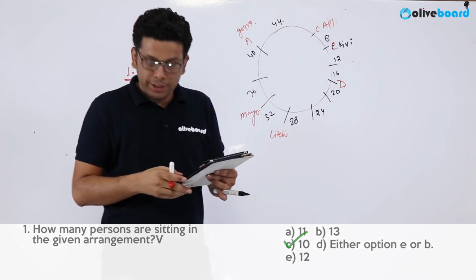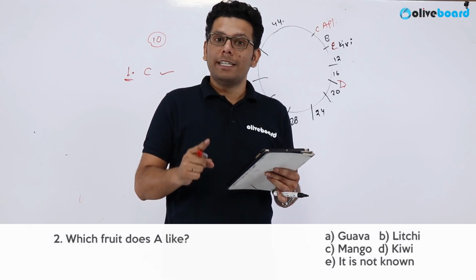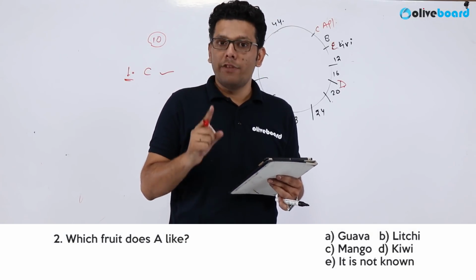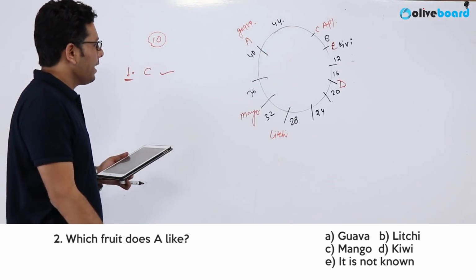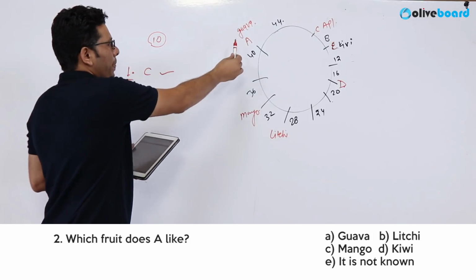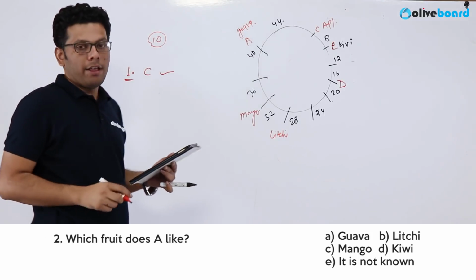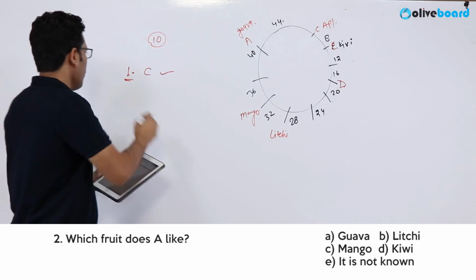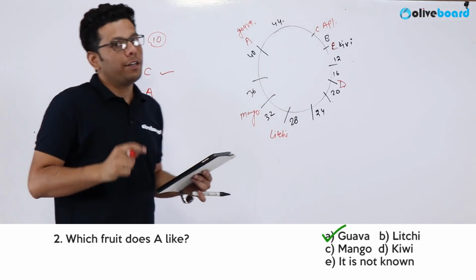Let's move to the next question. Okay, next question is, which fruit does A like? So your A likes, where is your A? A likes guava. Okay, A likes guava, and your option is A. Okay, question number 2 has the right answer A.